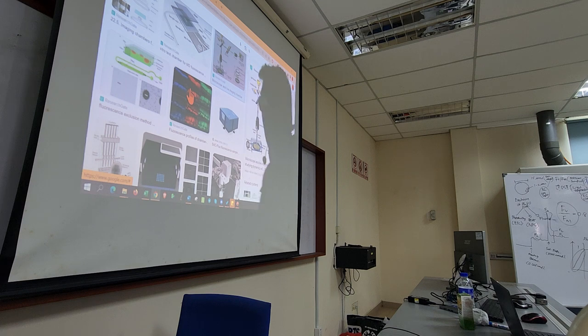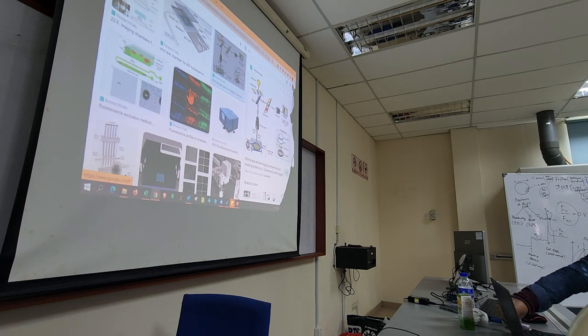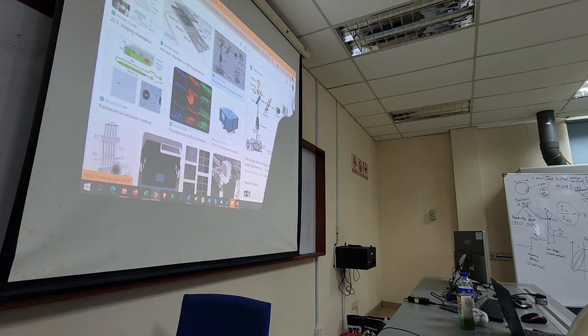Sometimes you don't have to use fluorescence. There are many kinds of microscope. I don't know whether you have a two-photon imaging microscope. You can even use a microscope for that to study the material.